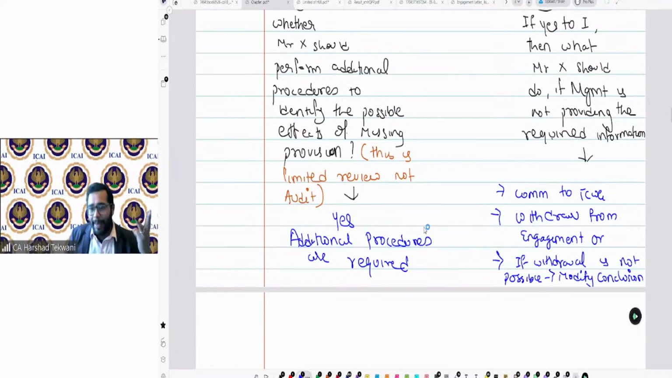The three steps he needs to do: communicate. If still not getting information, intimate that the practitioner wants to withdraw, and if he is not able to withdraw because law or something doesn't permit him, then modify the conclusion. Clear?